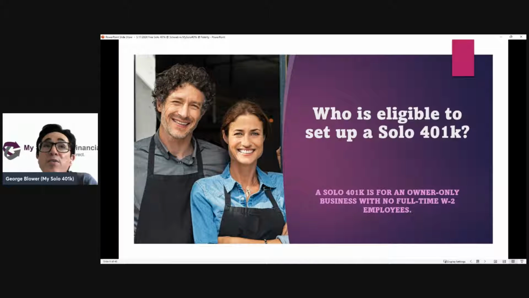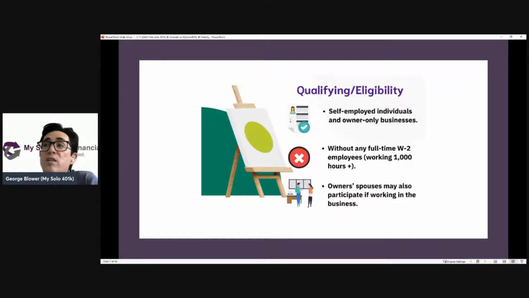So starting with the basics in terms of who is eligible to set up a solo 401k plan. Well, it's for a self-employed person, an owner-only business. So it has to be a business with no full-time W-2 employees. Now, you need to be self-employed. So that means you're reporting earned self-employment income on your taxes. It could be on a Schedule C, for example, if your business is taxed as a sole proprietor, like a single member, disregarded entity. You cannot, again, have any non-owner, non-spouse, full-time W-2 employees working for your business.